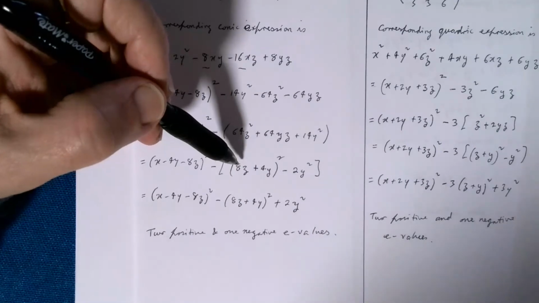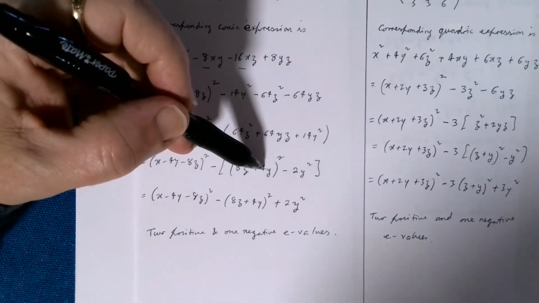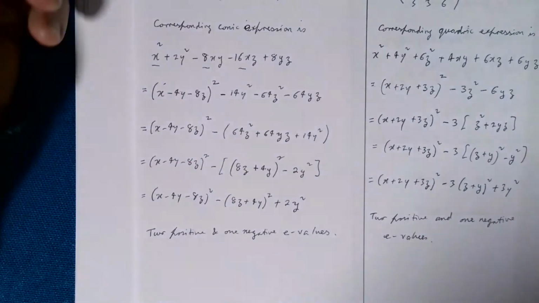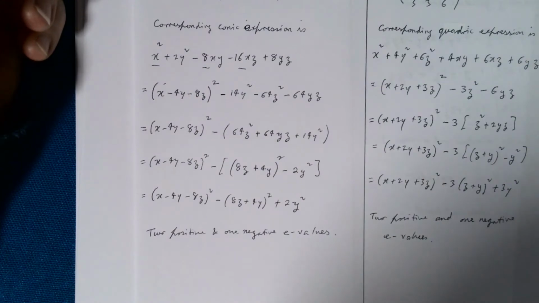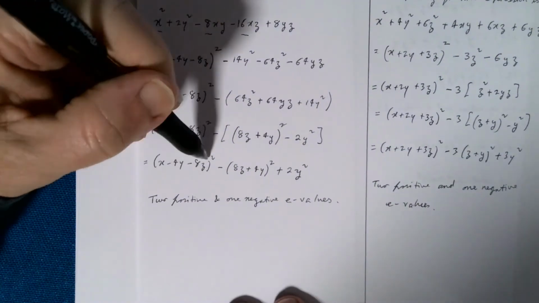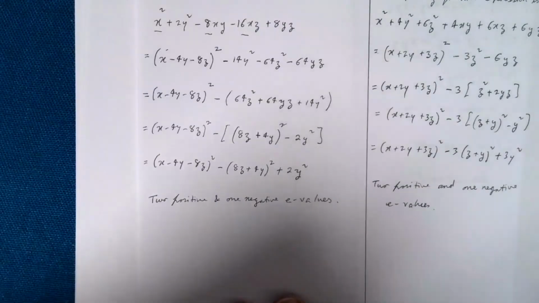Now looking inside the brackets here, when I expand this out, I'm going to get 16y squared, and I only wanted 14, so I've got to subtract off 2y squared. And that's it. So now I just take the brackets back out again, and I've got this expression squared minus this expression squared plus 2y squared here.